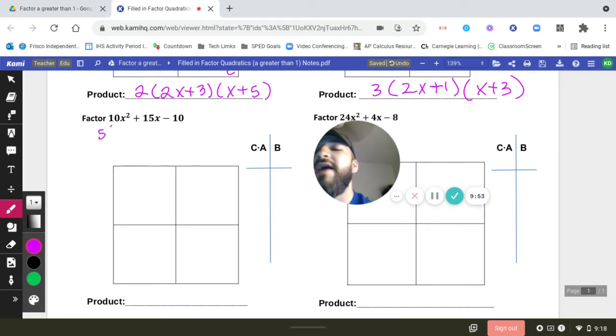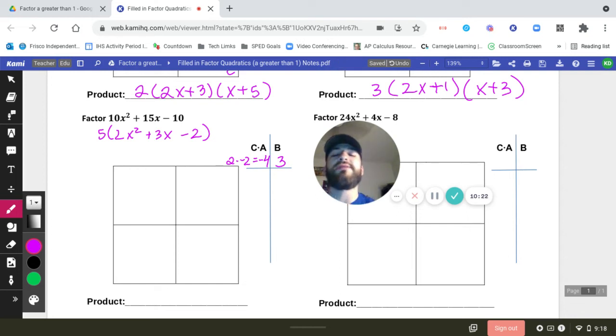So 5, parentheses, that leaves us with 3x squared. Sorry, not 3x squared, did it again, 2x squared plus 3x minus 2. Okay, then once again, I want to do c times a, so 2 times negative 2 is equal to negative 4. And then my b is, of course, 3. Okay, so negative 4 is our CA.